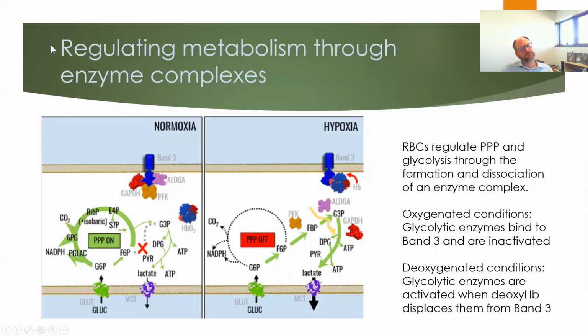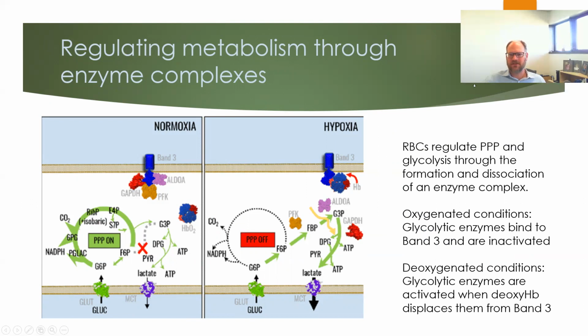So another mechanism that we use to regulate metabolism, that's sort of a new and emerging one that we're beginning to know, is the regulation of metabolism through the formation and disruption of enzyme complexes. A beautiful example of this is the regulation of the pentose phosphate pathway and glycolysis in red blood cells.